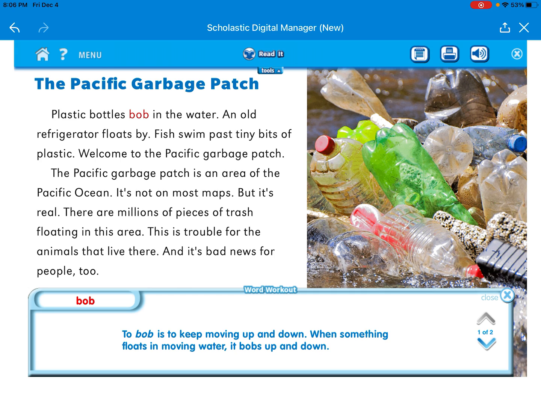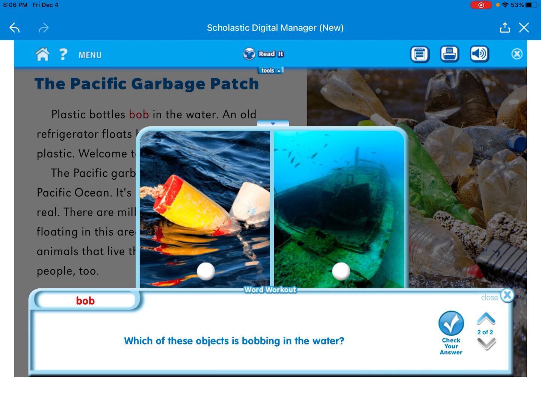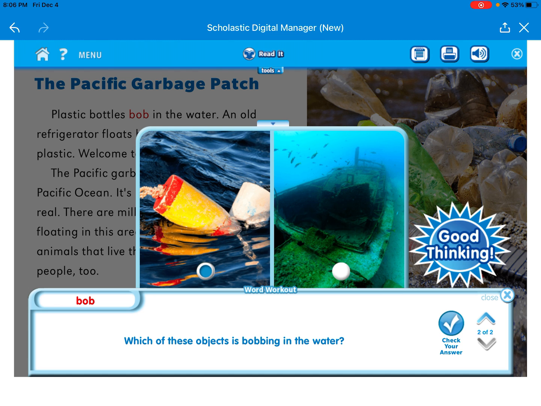So they said plastic bottles bob in the water. And then by clicking on the word, or I could have gone to the glossary, it's telling me that bob means to keep moving up and down. When something floats in moving water, it bobs up and down. Okay? And then we can decide which of these objects is bobbing in the water. Is this buoy bobbing up and down in the water? Or is the sunken ship bobbing up and down in the water? The buoy is. Okay?